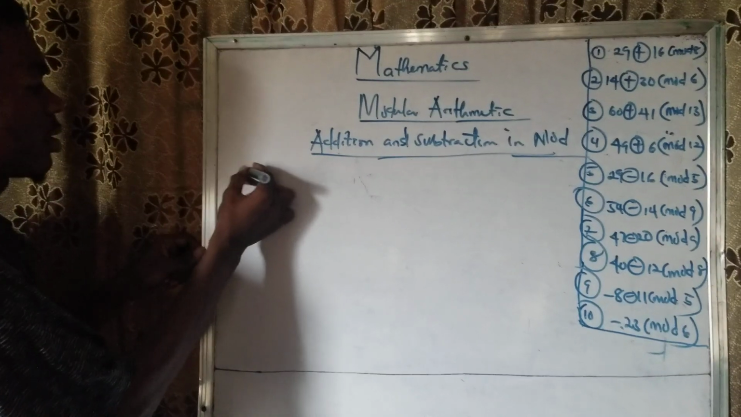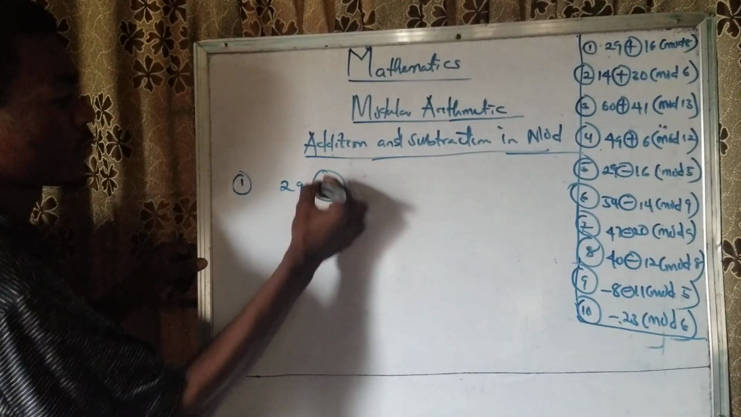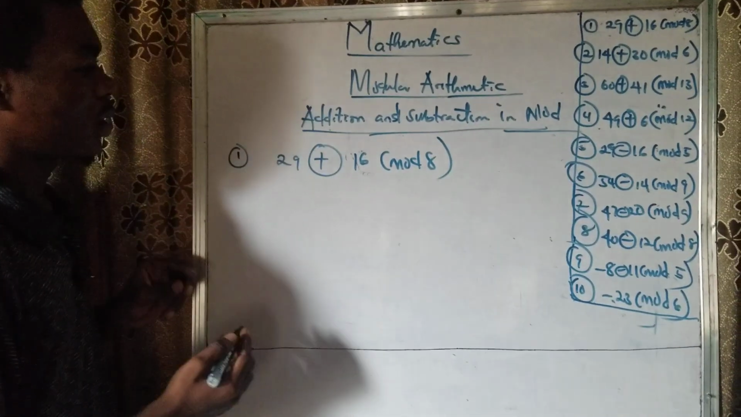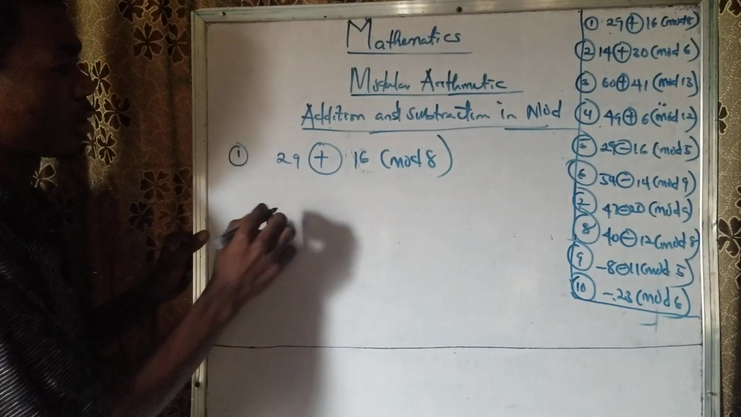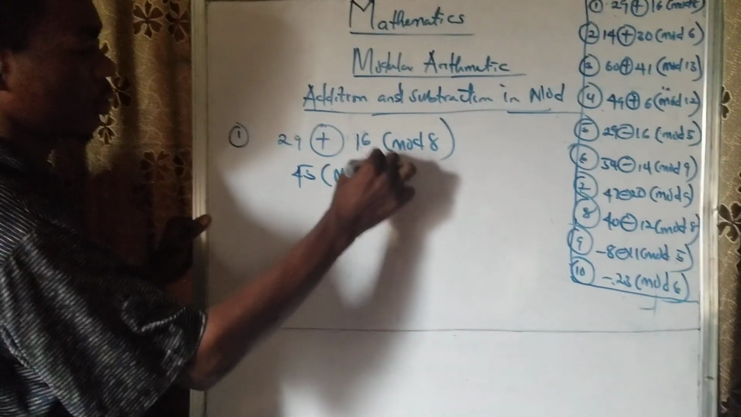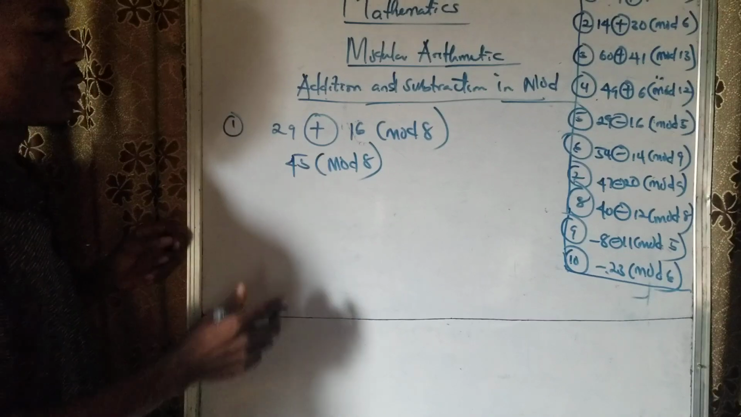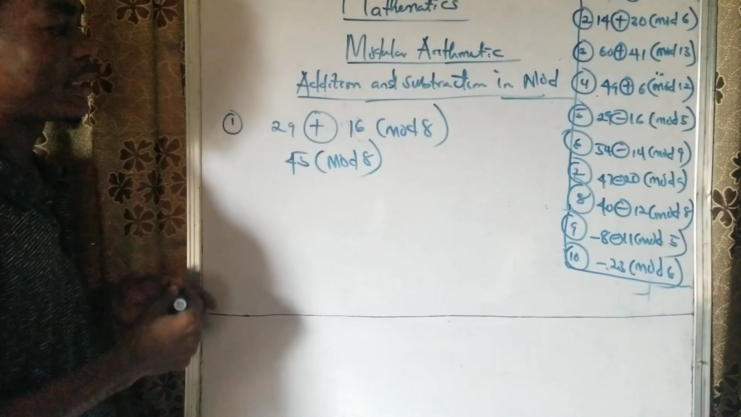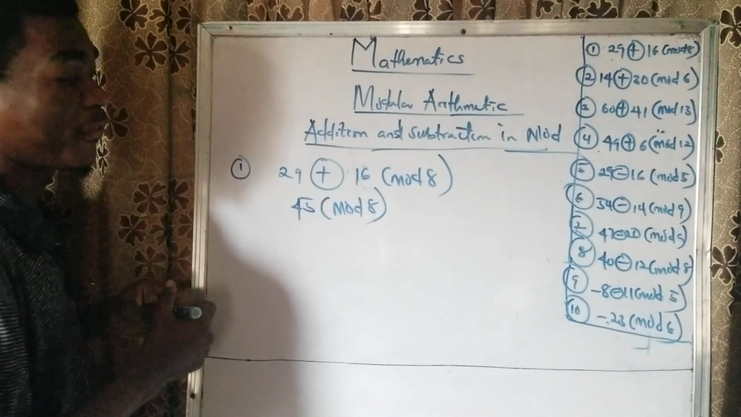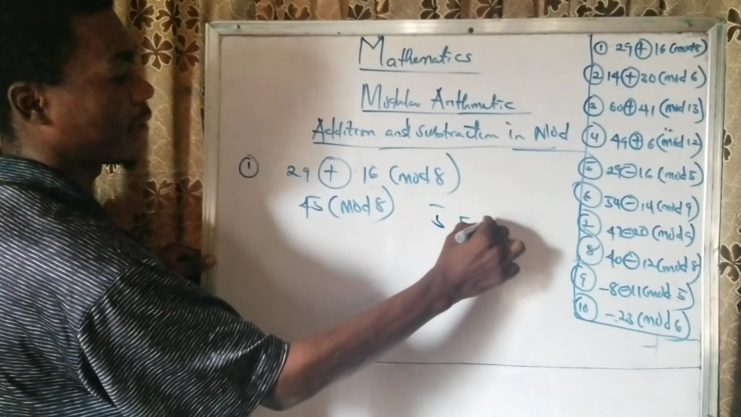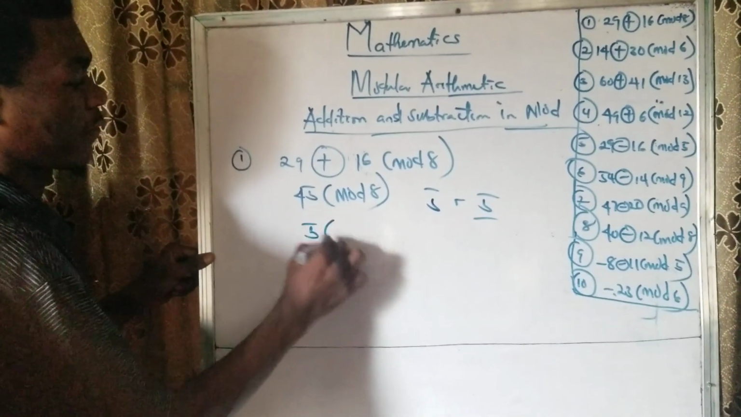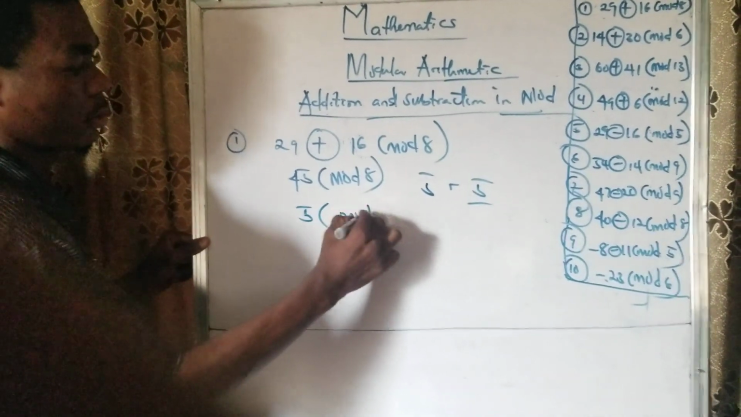Now, the first question says 29 plus 16 mod 8. So what are we going to do? 29 plus 16, what are we going to have? That will be 45 mod 8. So 45 divided by 8. How many times does 8 go into 45? That will be 5 times, remainder 5. We are dealing with the remainder, which entails that our answer here is 5 mod 8.